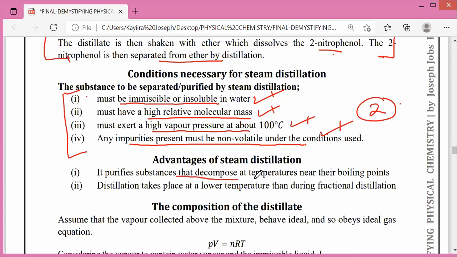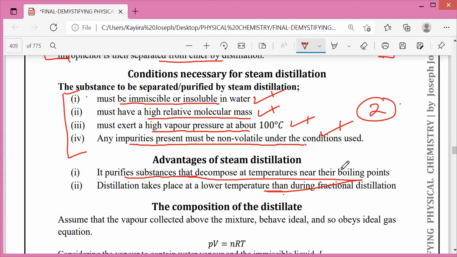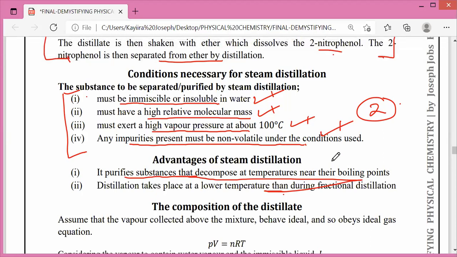What are the advantages of steam distillation? There are basically two advantages. One, it's able to purify substances that decompose at temperatures near their boiling points. If a substance decomposes near its boiling point, then the best method to use is steam distillation to purify it. Two, distillation takes place at a lower temperature than during fractional distillation.